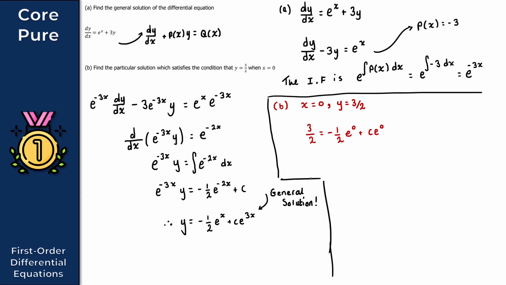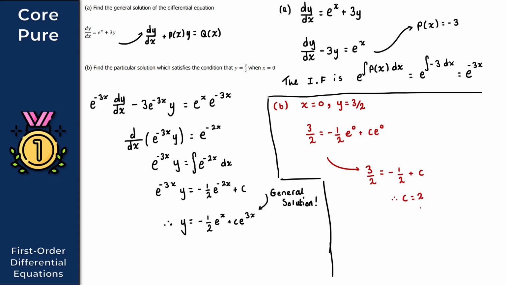Now don't forget then that anything to the power of 0 here is 1. Let me do it underneath here. So I get 3/2 is equal to minus a half times 1. So that's just minus a half. We then have c times 1, so that's just c there, like so. Add a half here to both sides then, so I get 3 over 2 plus 1 over 2, so that's 4 over 2, which is just the same as 2. So in that case then, we obtain that c equals 2.